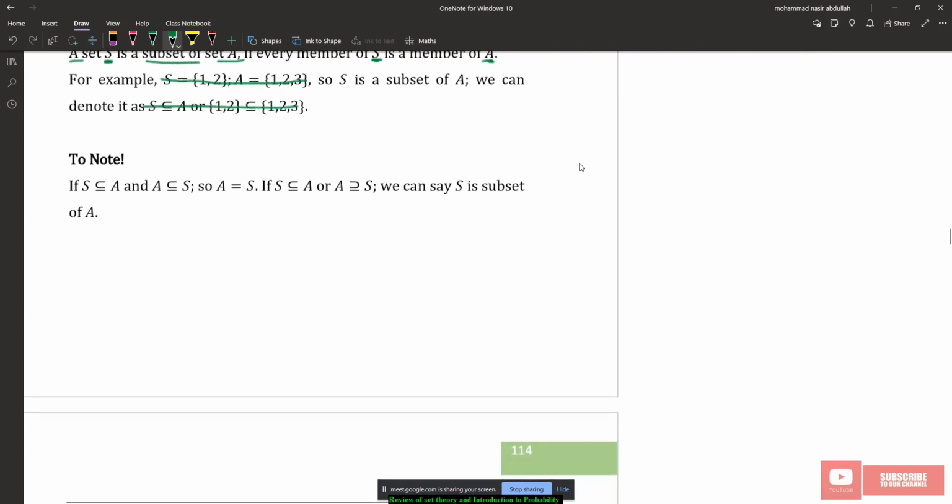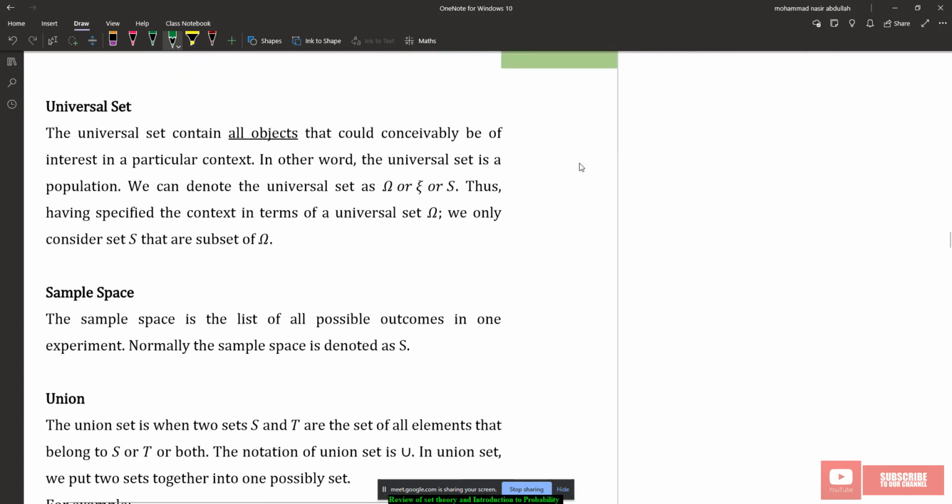So let's look at universal set. Universal set is a set containing all objects that could conceivably be of interest in a particular context. It means it's the same as sample space, but sample space is for one experiment. Let's say you do several experiments, you have a universal set, right?